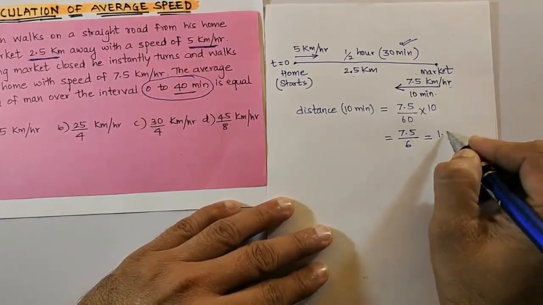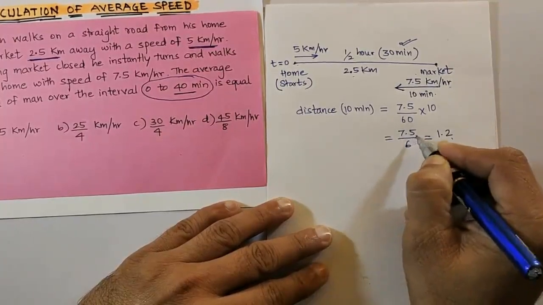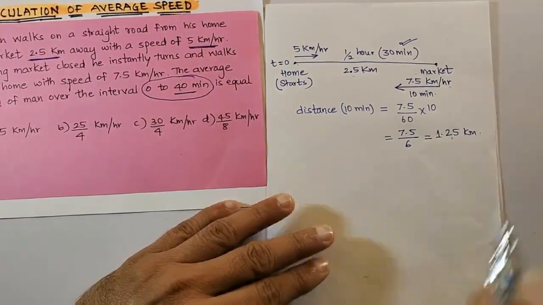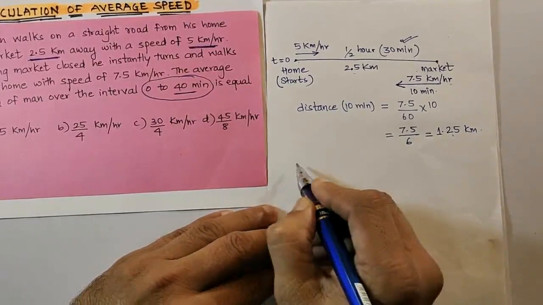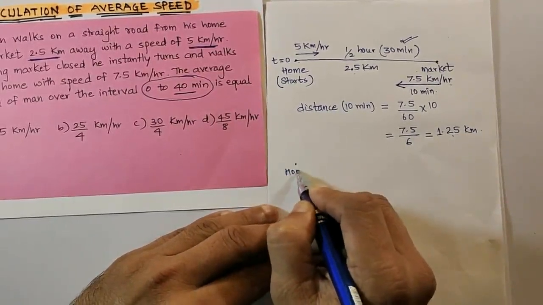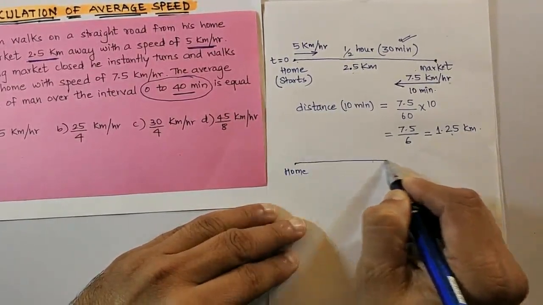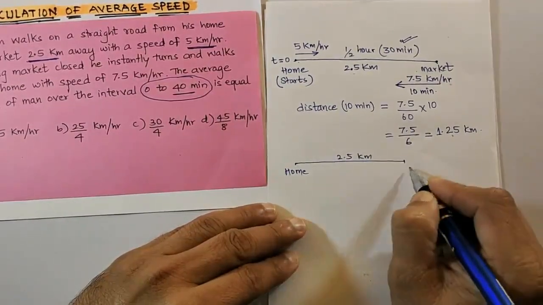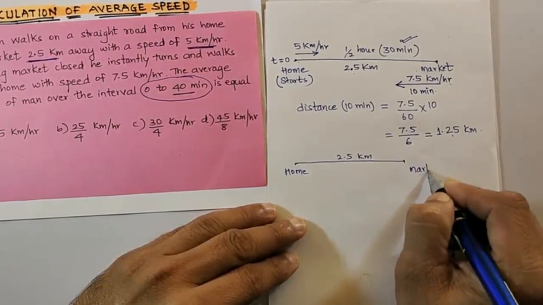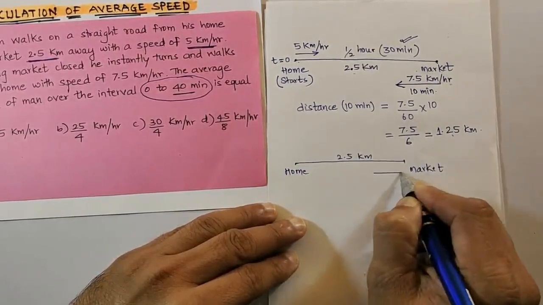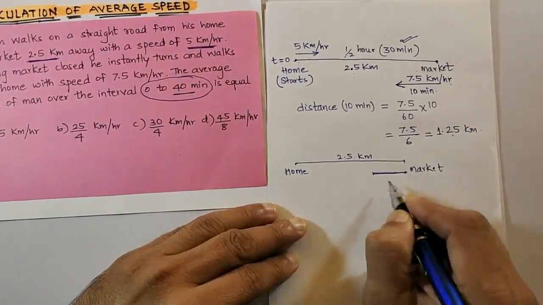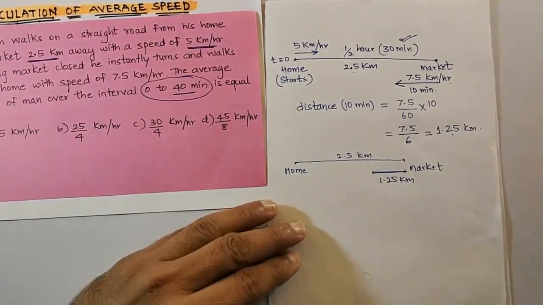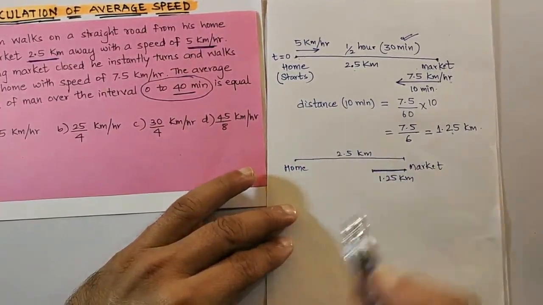15 by 6 means 6 2s are 12. 3 remains, 6 5s are 30. So 1.25 kilometers. So from home he travels 2.5 kilometers up, and from market he comes back 1.5 kilometers, 1.25 kilometers. So this is the total distance.